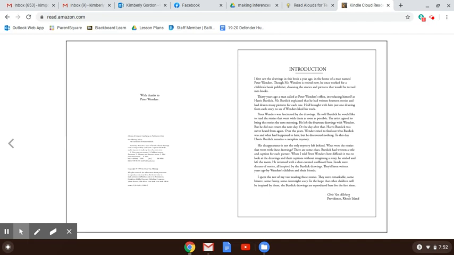30 years ago, a man called at Peter Wenders' office, introducing himself as Harris Burdick. Mr. Burdick explained that he had written 14 stories and had drawn many pictures for each one. He had brought with him just one drawing from each story to see if Wenders liked his work. Peter Wenders was fascinated by the drawings. He told Burdick he would like to read the stories that went with them as soon as possible. The artist agreed to bring the stories to the next morning.